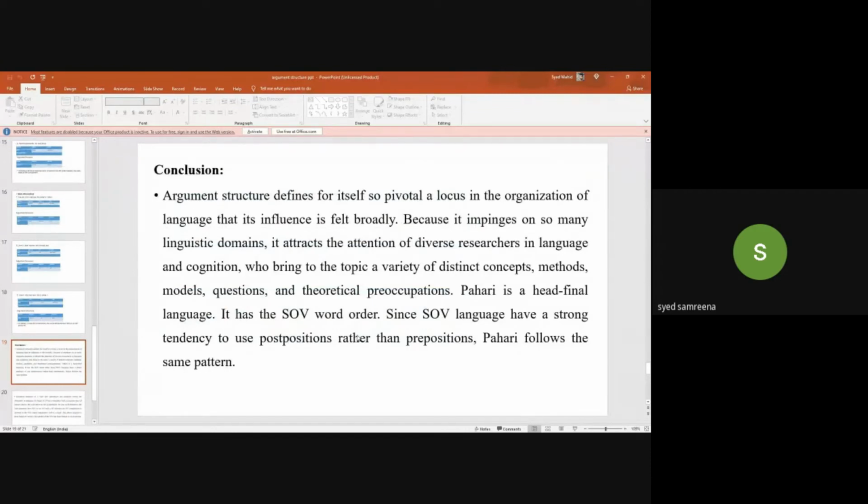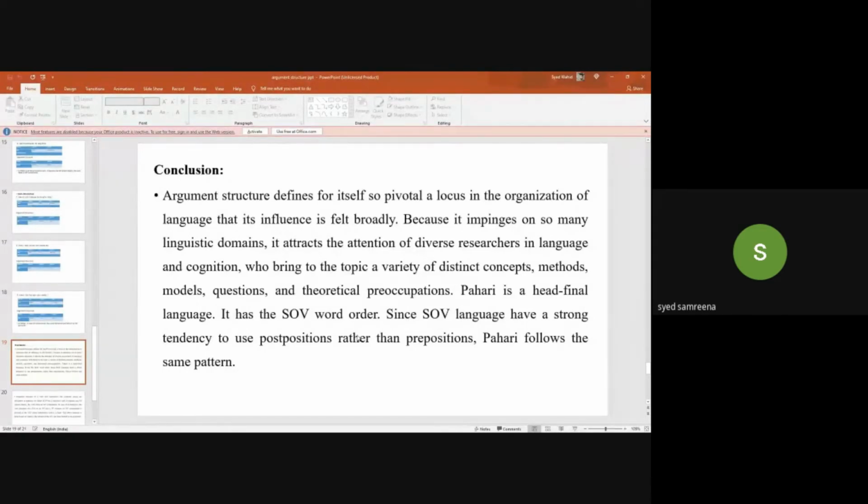Conclusion. Argument structure defines for itself so pivotal a locus in the organization of language that its influence is felt broadly. Because it impinges on so many linguistic domains, it attracts the attention of diverse researchers in language and cognition who bring to the topic a variety of distinct concepts, methods, models, questions, and theoretical preoccupations.